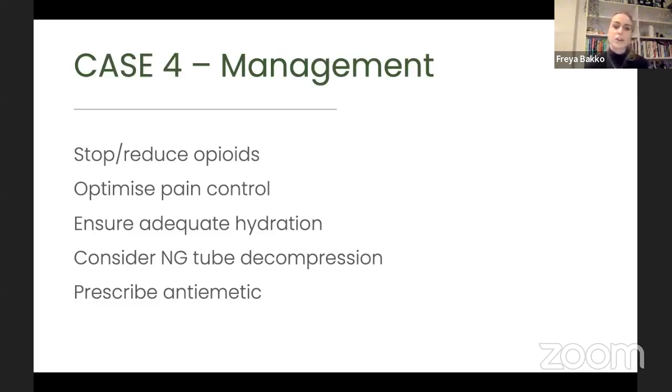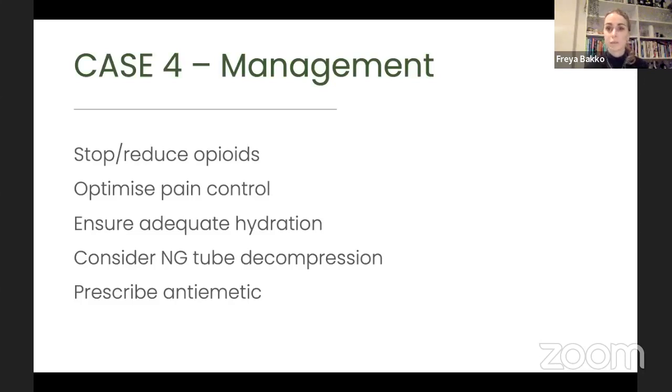Any patient on opioids, despite them being good pain relief, will experience nausea. So it might be worth rationalizing these and reducing them or even stopping them if you can. If the nausea is caused by pain, make sure you optimize her pain control. You might want to add in an NSAID rather than an opioid if it's a combination of pain and opioid-induced nausea. Ensure that she's adequately hydrated. Dehydration postoperatively can also cause nausea.